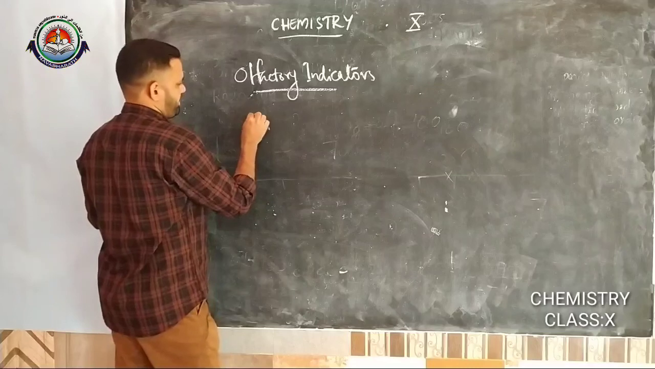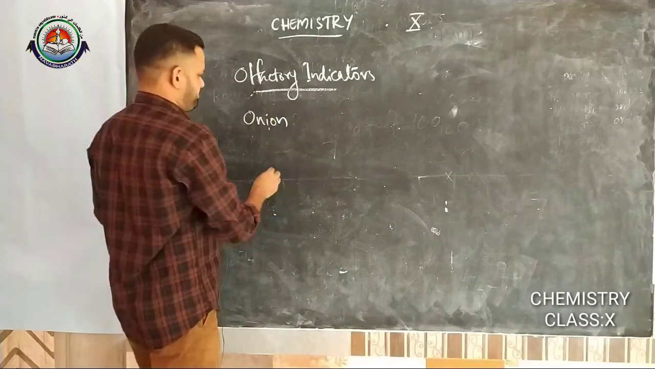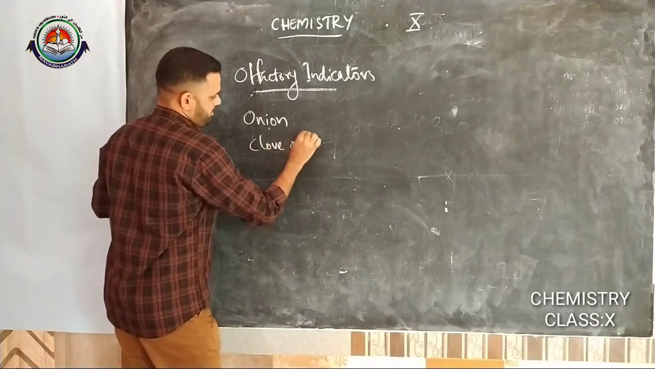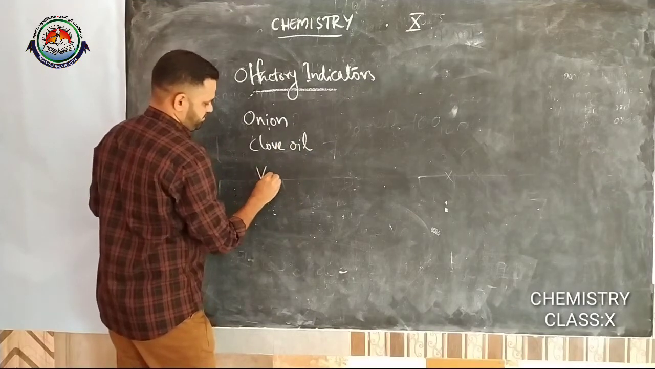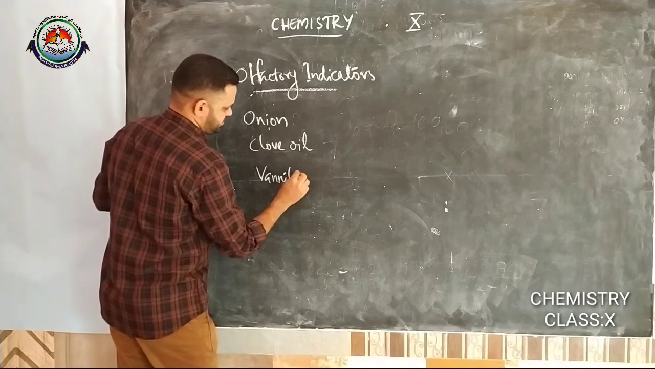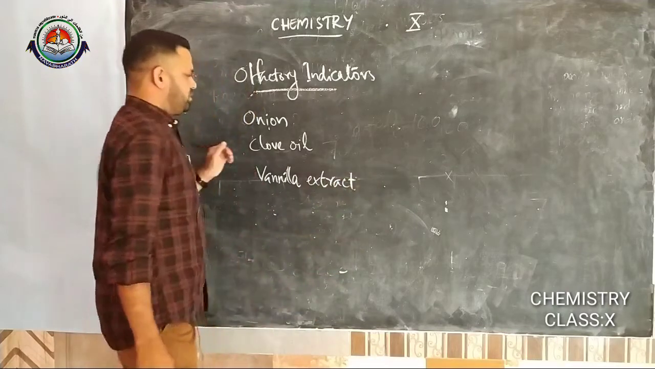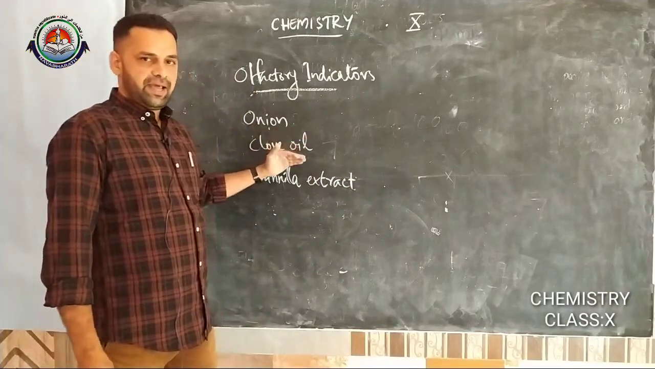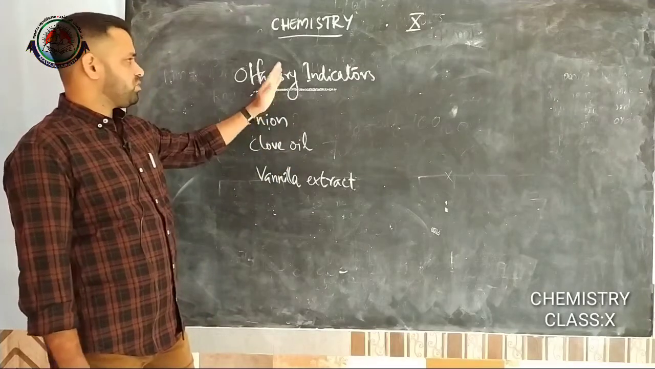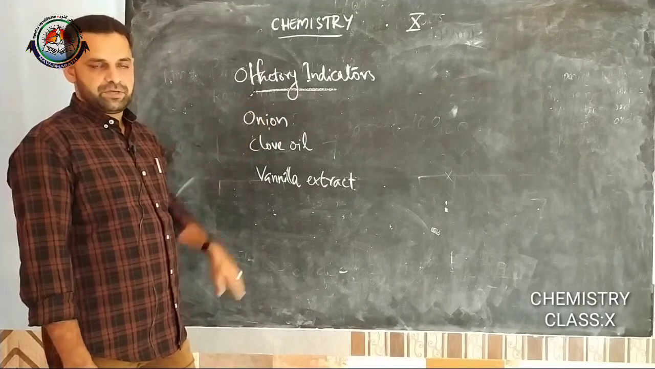Examples: onion, clove oil, then vanilla extract. Onion, clove oil and vanilla extract are some examples of olfactory indicators, because they change their odor in acidic and basic medium.